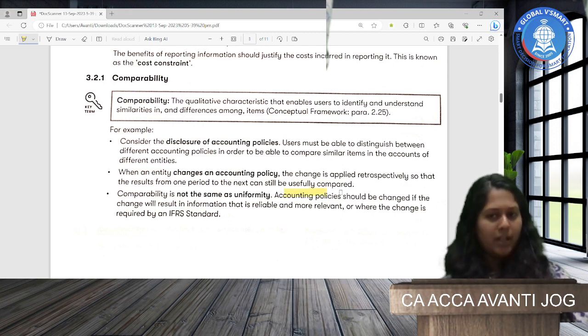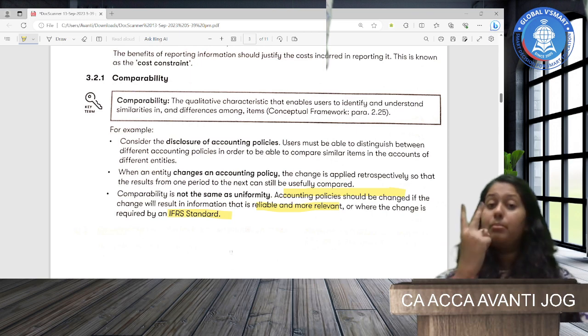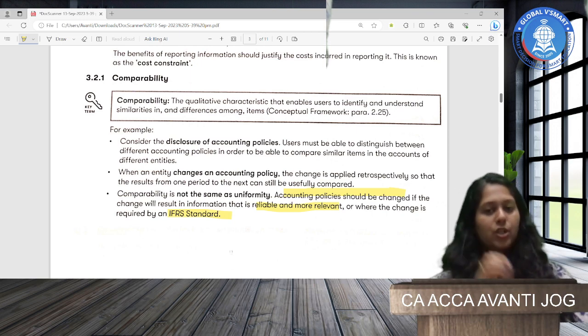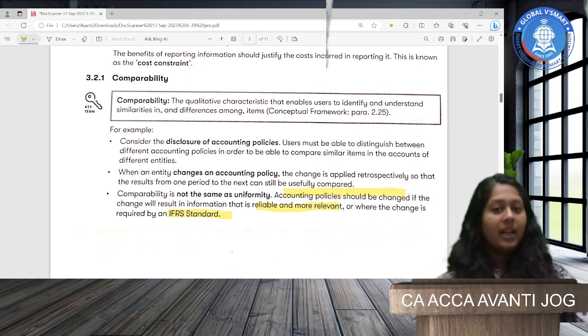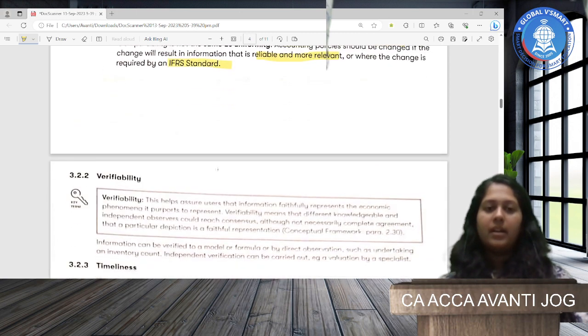Accounting policies could be changed under two circumstances. If it results in more reliable information, if you feel that SLM is better for your company, or if it is made compulsory by an IFRS standard. But in both cases, you need to make sure that both the years match with each other. So if the previous year is per WDV, restate it and make it SLM. Clear? So in this manner, you will cover comparability.